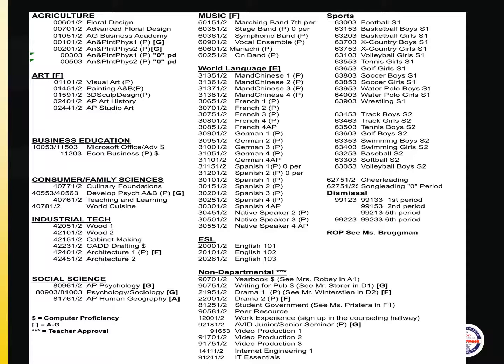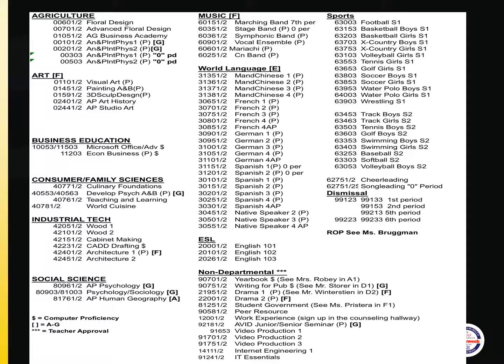Going to Consumer and Family Sciences, we have our child development classes, our preschool class, Baby Scorps, known as Teaching and Learning, and our cooking classes, our Culinary Foundations, or if you've already taken this, World Cuisine. Going to Industrial Tech, if you've never taken a class in this area, you would either start with Wood 1 or a drafting class. Of note with the drafting class is you will receive computer literacy requirement as well.